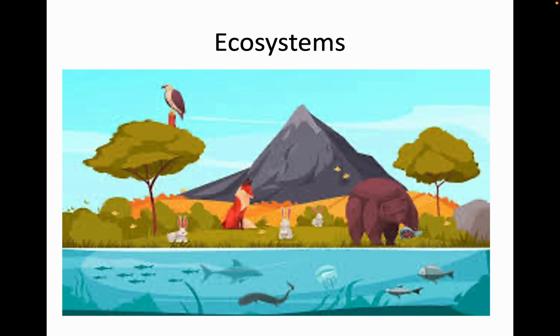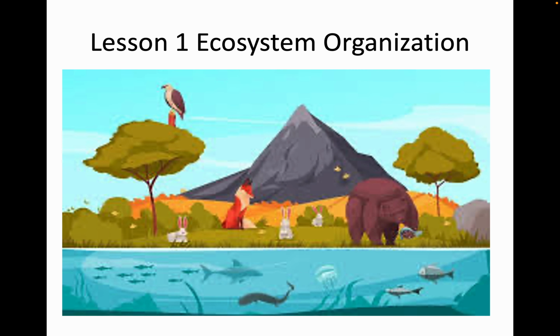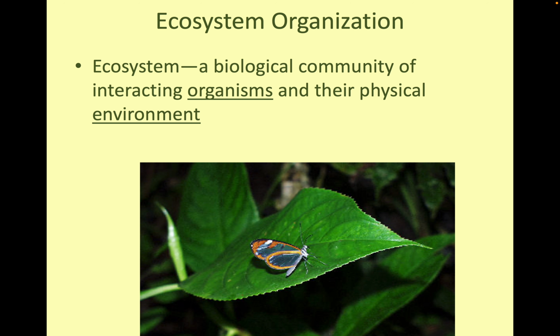For this unit, we're talking about ecosystems, and there will be a project where you're going to consider a specific ecosystem at the end. So first of all, we're going to talk about the organization. An ecosystem is a biological community of interacting organisms and their physical environment. So in other words, an area where a whole bunch of organisms live and interact with each other. So it could be a forest, it could be a savanna, it could be a desert, it could be up on the mountaintops in the tundra.